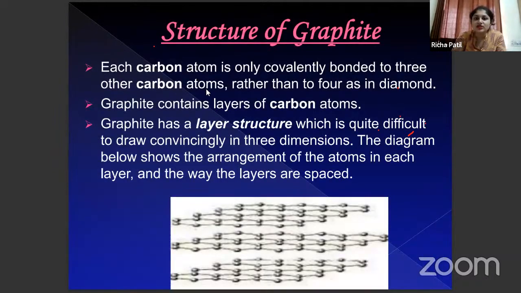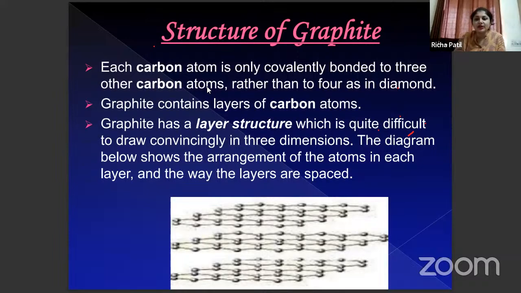So what is the structure? It is an allotrope of carbon, right? Here each carbon atom is covalently bonded to 3 other carbon atoms. In the case of diamond, one carbon atom was linked to 4 other carbon atoms, but in graphite, one carbon atom is covalently bonded to 3 other carbon atoms. Graphite consists of layers of carbon atoms. The sheets have layers of carbon atoms. It has a layer structure, and it is very difficult to draw the structure.